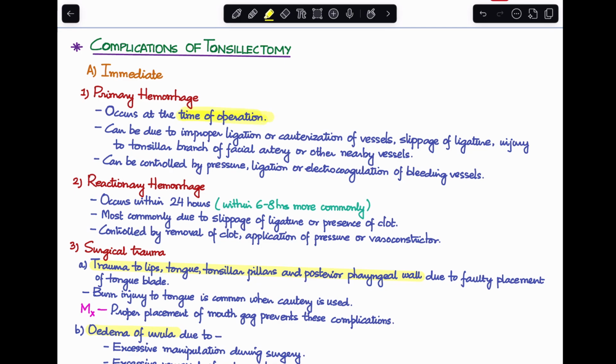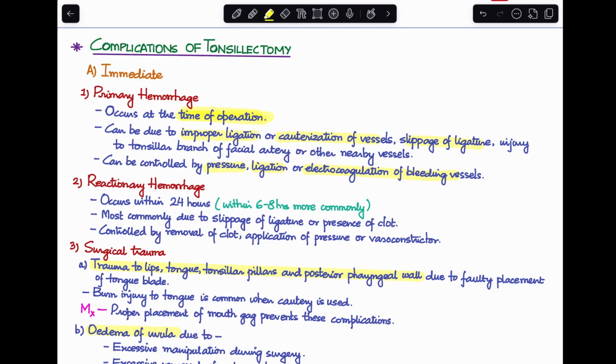The usual causes here could be improper ligation or cauterization of vessels, slippage of ligature, injury to the tonsillar branch of the facial artery, or any other nearby vessels. This can be easily controlled by pressure, ligation, or electrocoagulation of the bleeding vessels. This is about primary hemorrhage.